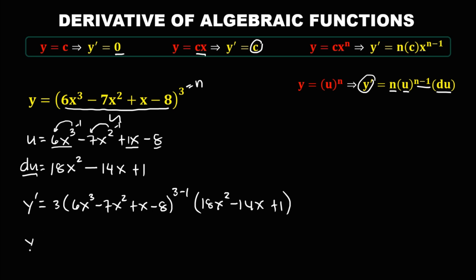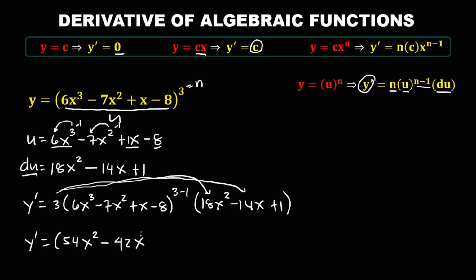Then to simplify, we have y prime equals, multiply this 3 times 18, this one is 54x to the power 2. Then this 3 times negative 14, this is negative 42x.